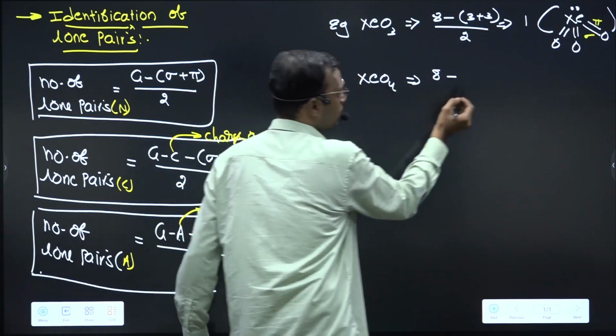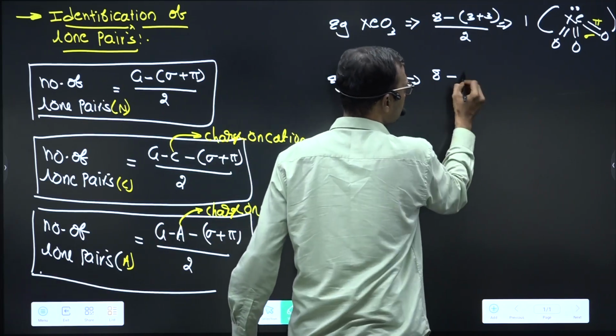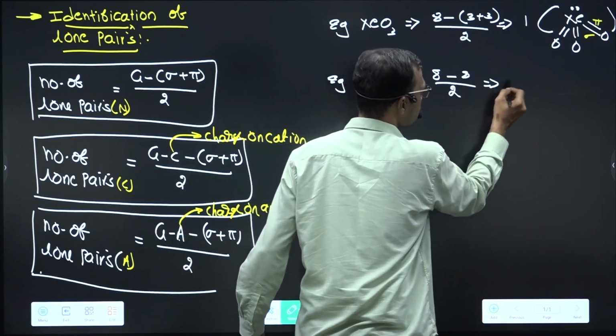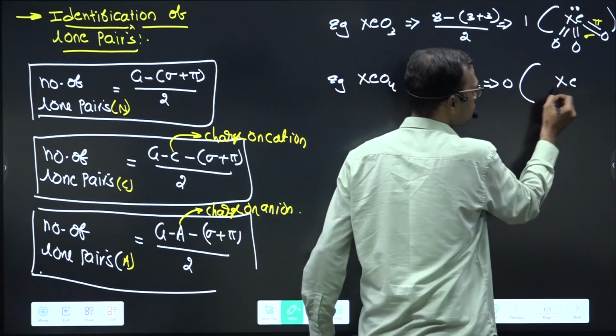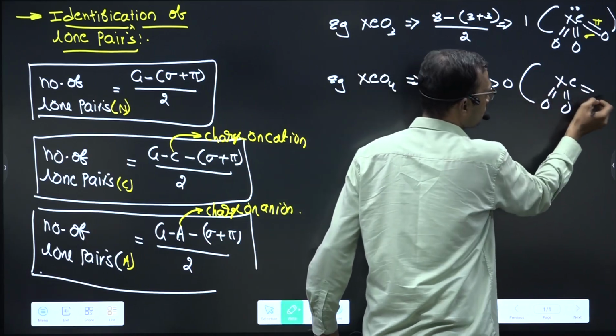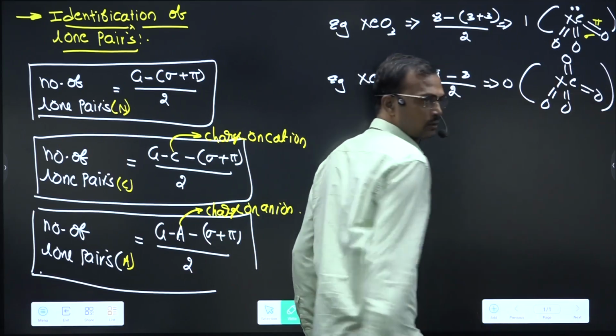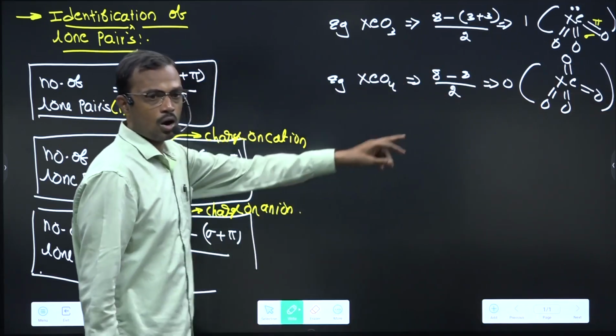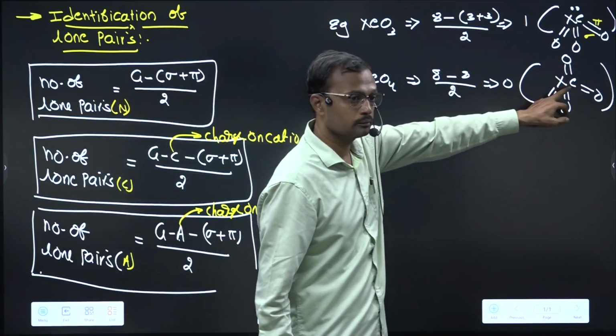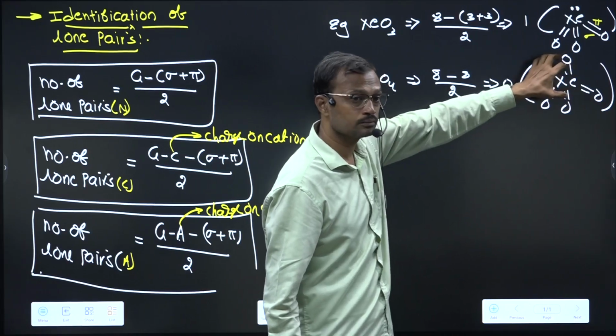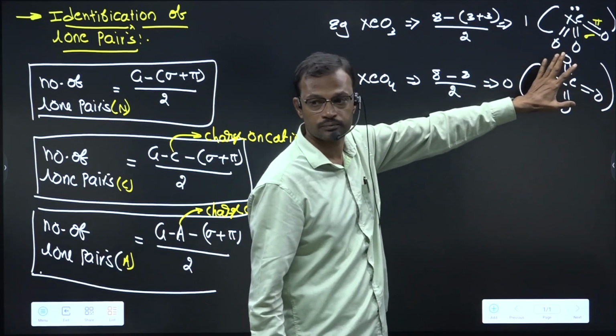4 sigma, 4 pi. So can I write directly 8? This is 8 by 2. Then the value is how much? 0. Means the central atom xenon carries how many lone pairs? No lone pair. Tetrahedral structure, xenon carries no lone pair. But what about the surrounding oxygens? They carry 8 lone pairs.